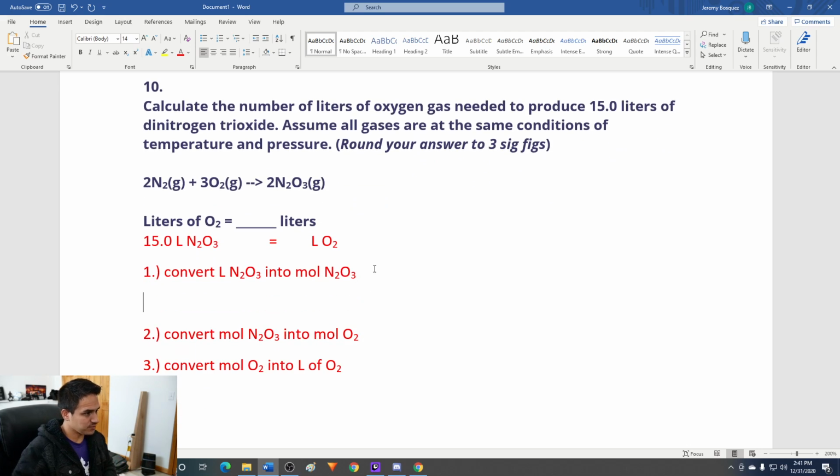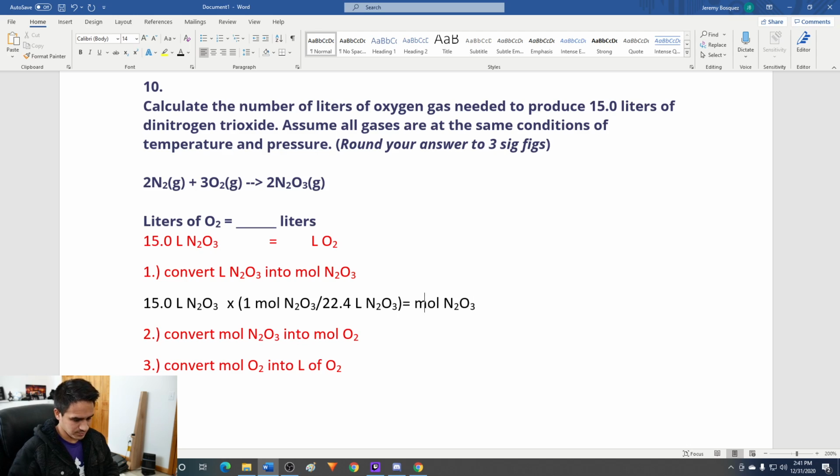All right, so here we go. Let's do it. Starting off, we have 15.0 liters of N2O3. Since we are going from liters of N2O3 into moles of N2O3, the conversion factor we will need is molar volume, so that is the 22.4 liters per mole. We're going to have 1 mole of N2O3 on the top over the 22.4 liters of N2O3 on the bottom.